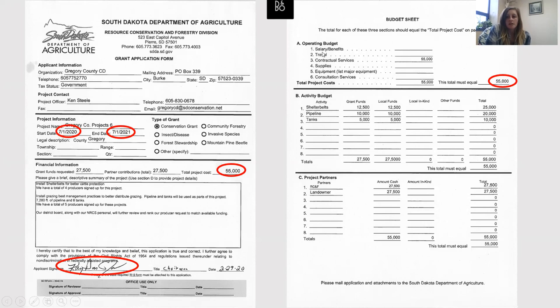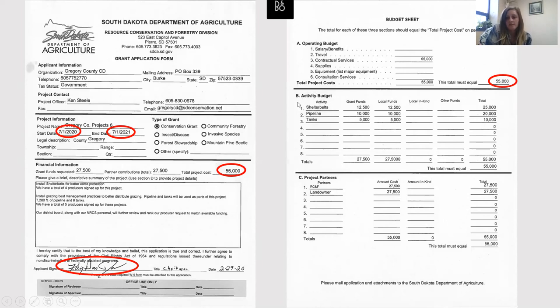In section A, most of the time, the districts are going to mostly use the contract services right here. And that's going to be the actual work, like tree planting, pipeline, and tanks. That's what they're applying for in this one. So if they had applied for administration, that would go up in the salary benefits section. And the majority of the time, those are the two we see. There are grants that or applicants that split them all out into each section, but that's not necessary, in my opinion.